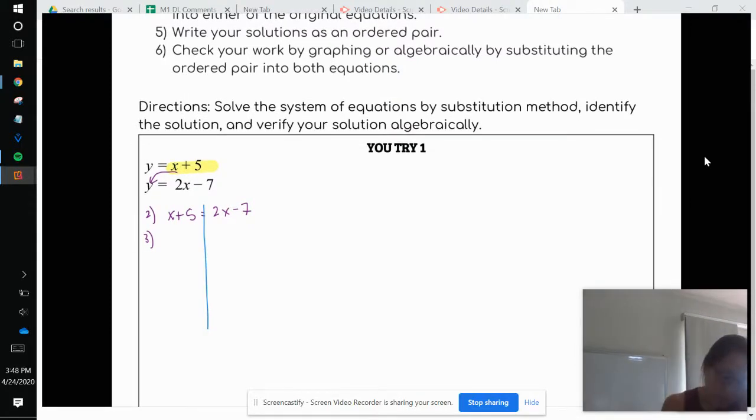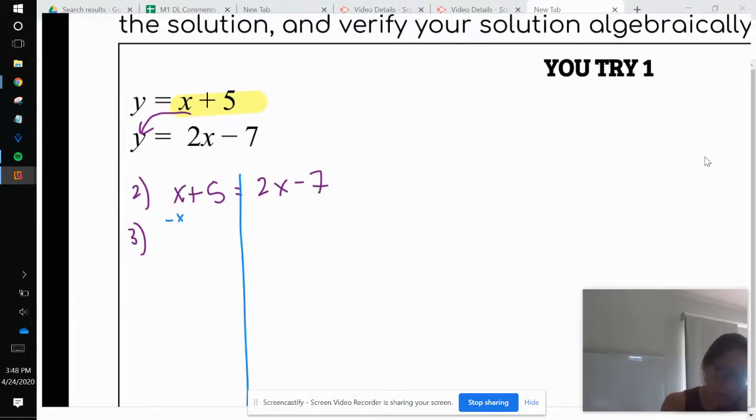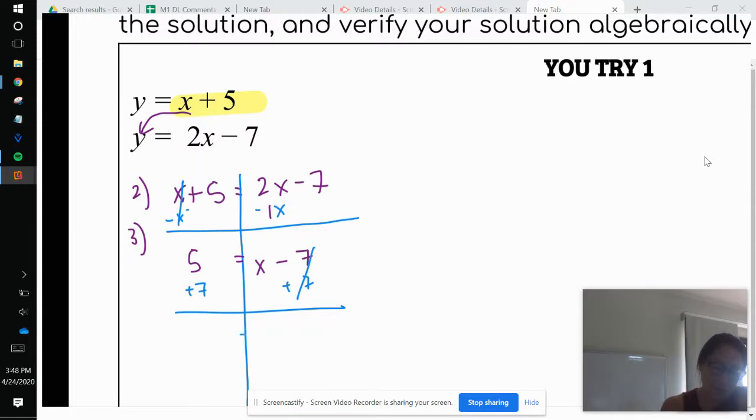So I'm going to go ahead and subtract x from both sides, giving me 5 is equal to 2x minus 1x, which gives me 1x minus 7. And then I'm going to add 7 to both sides. That makes a 0. So I get x is equal to 12. And I'm going to hold on to this for step number 4.